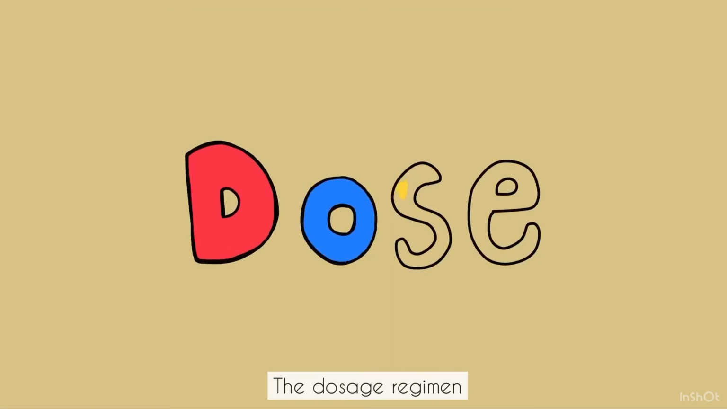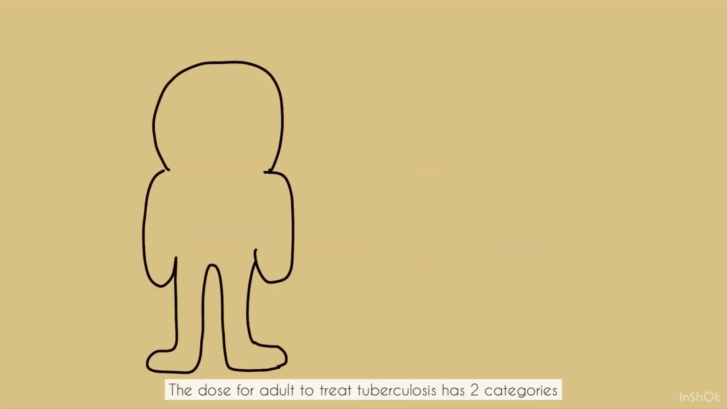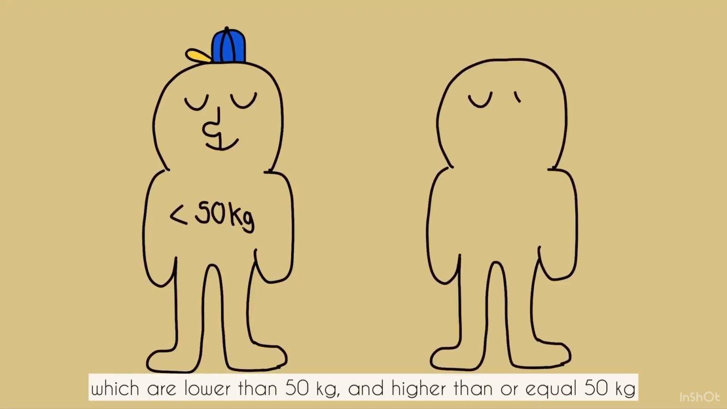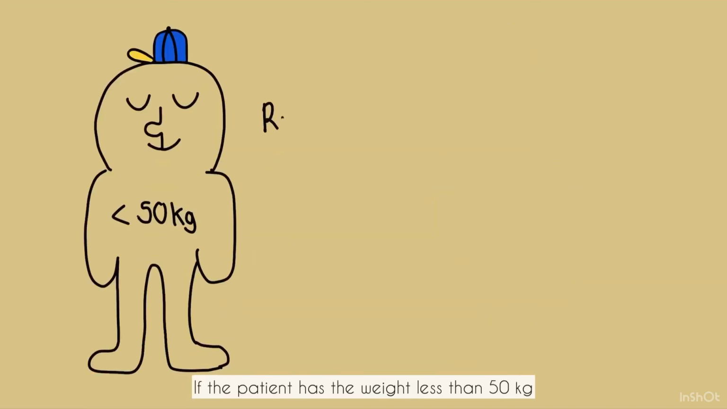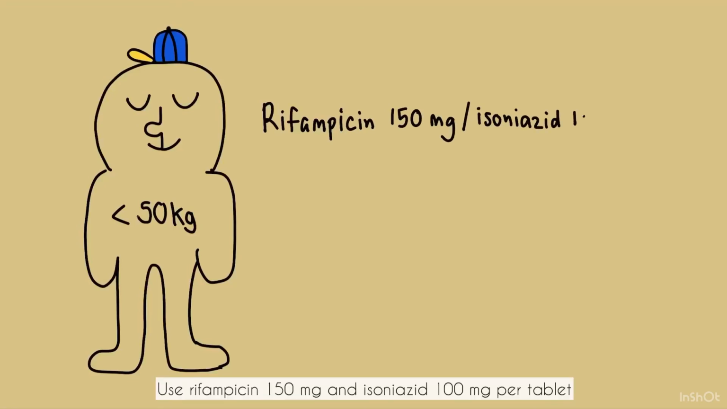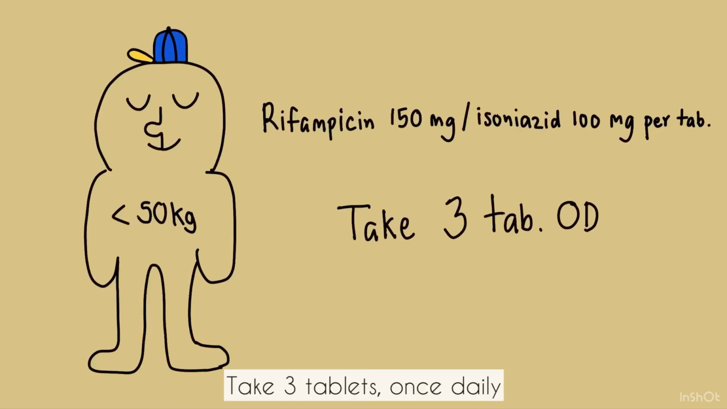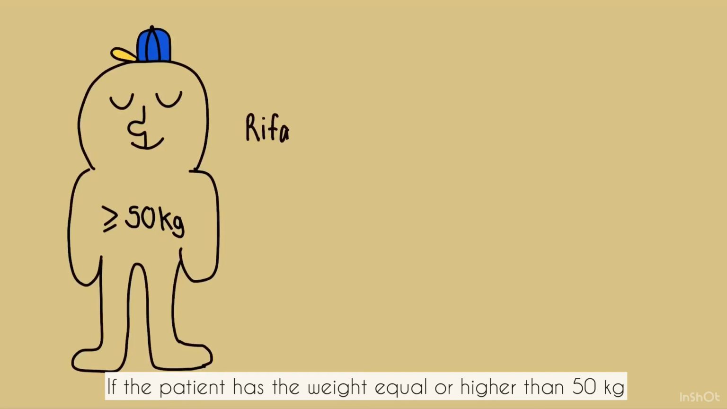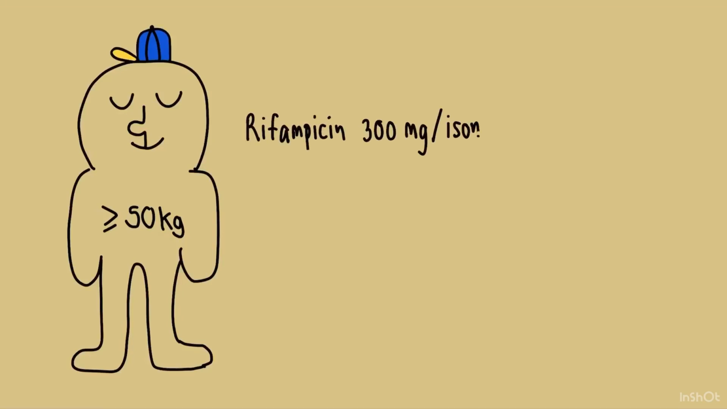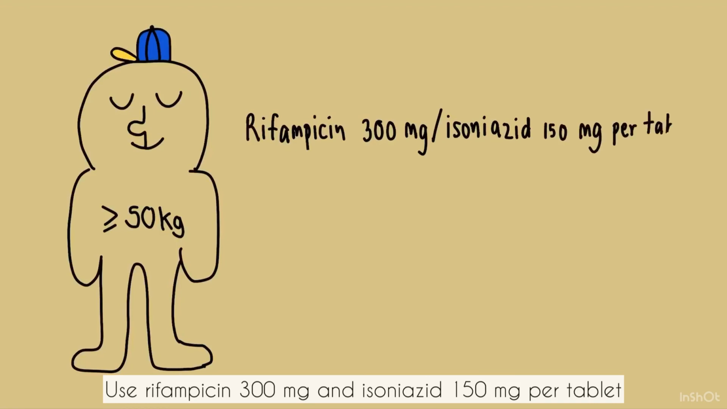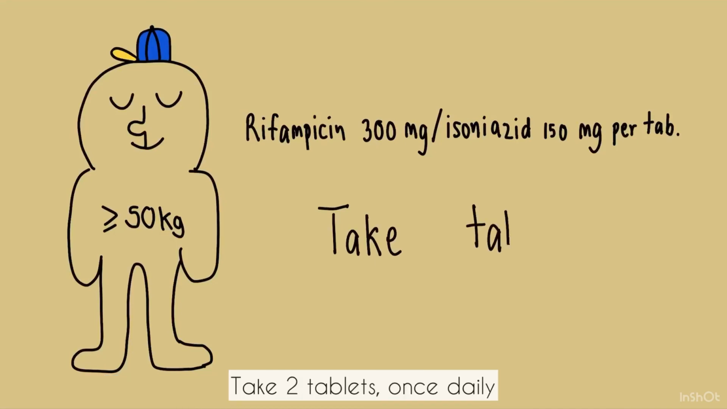The dosage regimen. The dose for adults to treat tuberculosis has two categories: lower than 50 kg, and higher than or equal to 50 kg. If the patient weighs less than 50 kg, use rifampicin 150 mg and isoniazid 100 mg per tablet. Use 3 tablets once daily. If the patient weighs 50 kg or more, use rifampicin 300 mg and isoniazid 150 mg per tablet. Take 2 tablets once daily.